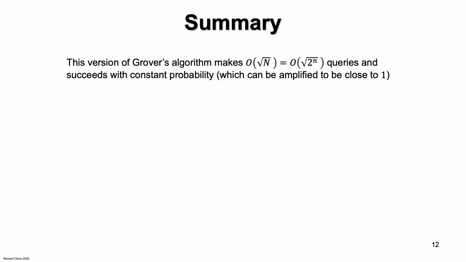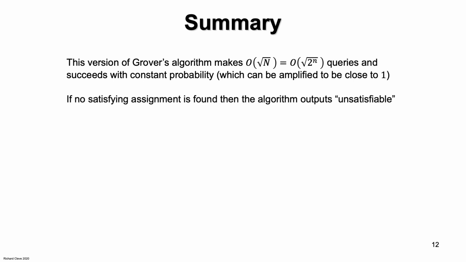To summarize, we have a quantum algorithm that makes square root of n queries and finds a satisfying assignment with constant probability. By repeating the process a constant number of times, the success probability can be made close to 1. What happens if there is no satisfying assignment? In that case, the algorithm will not find a satisfying assignment in all runs, and the appropriate output in that case is unsatisfiable.